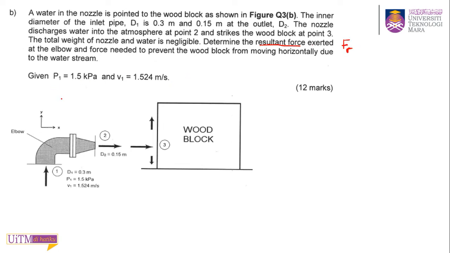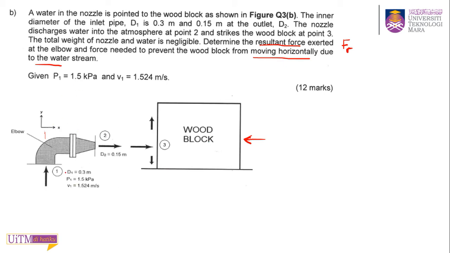Okay, the force exerted at the elbow. This elbow. It asks you to find the FR acting at this elbow, and the force needed to prevent the wood block from moving horizontally due to the water stream. So there is another force here that will act like this in order to make sure this wood block is not moving. So there are two forces that you need to find.